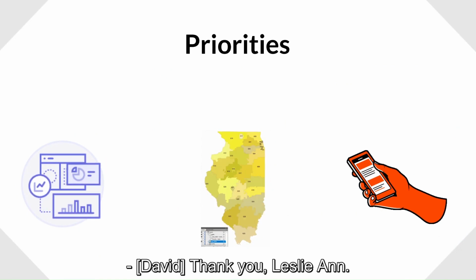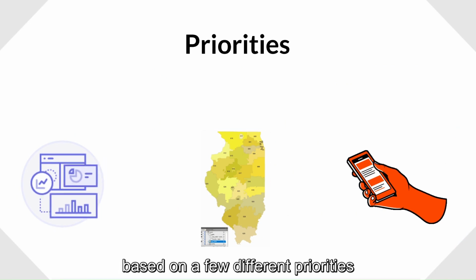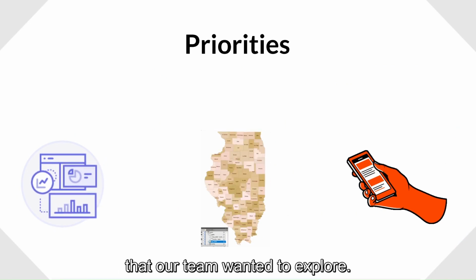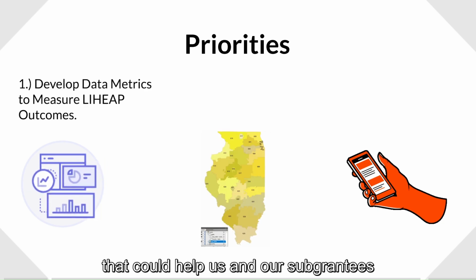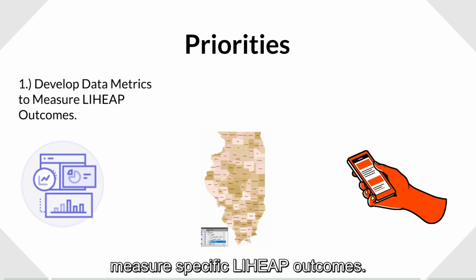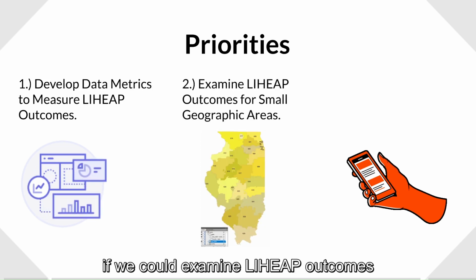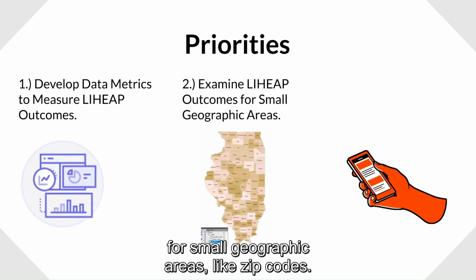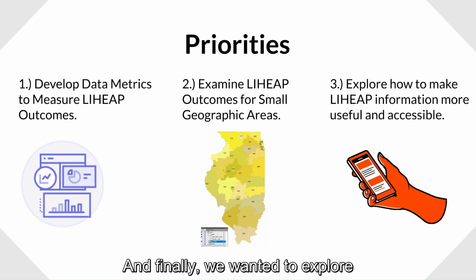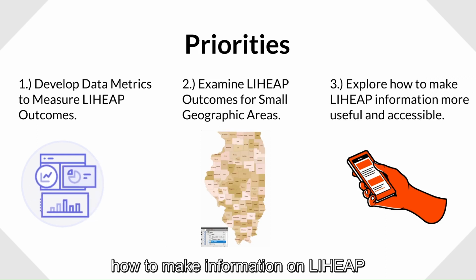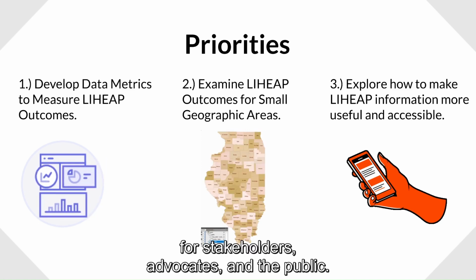Thank you, Leslie Ann. The example I'm going to share came about based on a few different priorities that our team wanted to explore. First, we wanted to see if we could develop useful data metrics that could help us and our subgrantees measure specific LIHEAP outcomes. Second, we wanted to know if we could examine LIHEAP outcomes for small geographic areas like zip codes. And finally, we wanted to explore how to make information on LIHEAP more useful and more accessible for stakeholders, advocates, and the public.